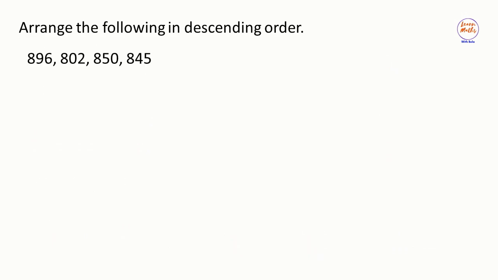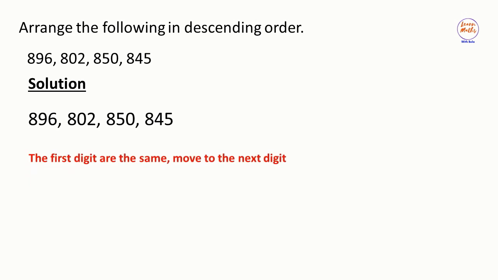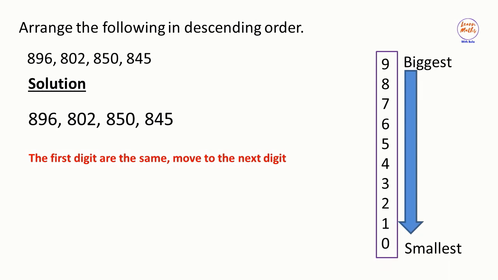And then take another example here. We have 896, 802, 850, and 845. Obviously, every first digit is equal. So in this example, we are testing when every first digit is equal. So very easy. It's still the same approach. Since the first digits are equal, go to the second digit, and here you have 9, here you have 0, here you have 5, and here you have 4. So it's just a simple approach. Since the first digits are the same, move to the next digit.